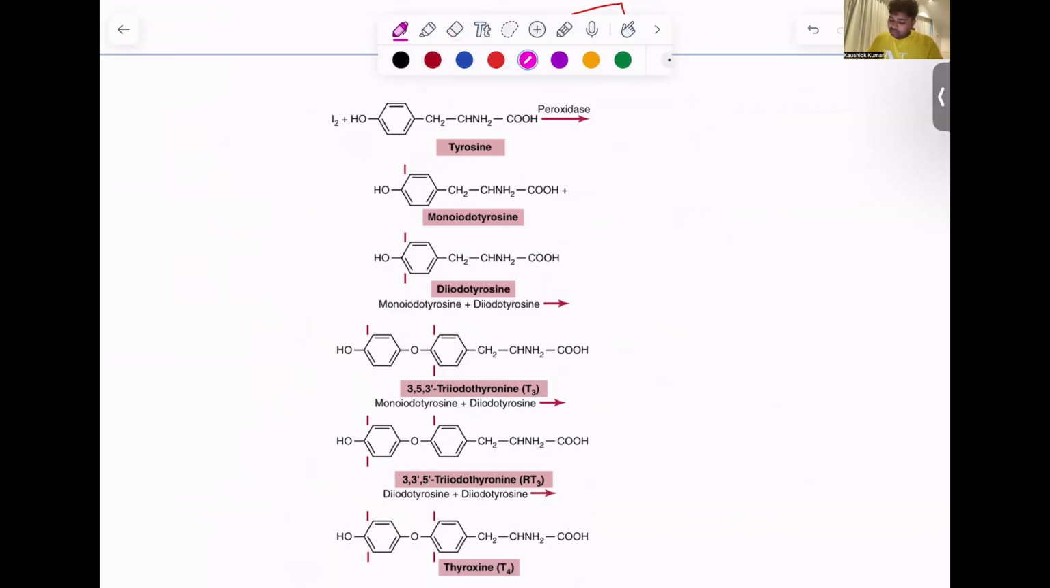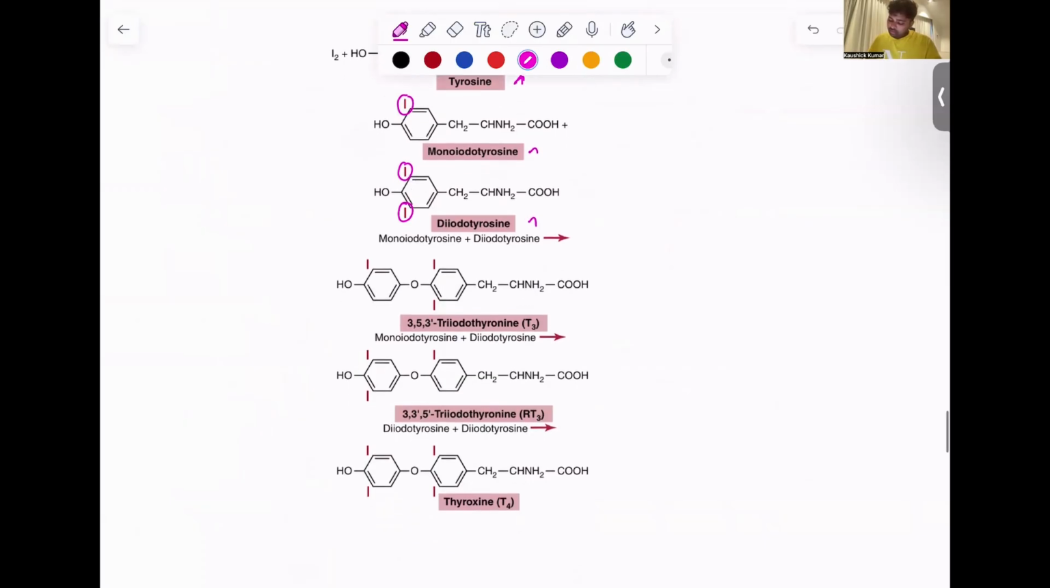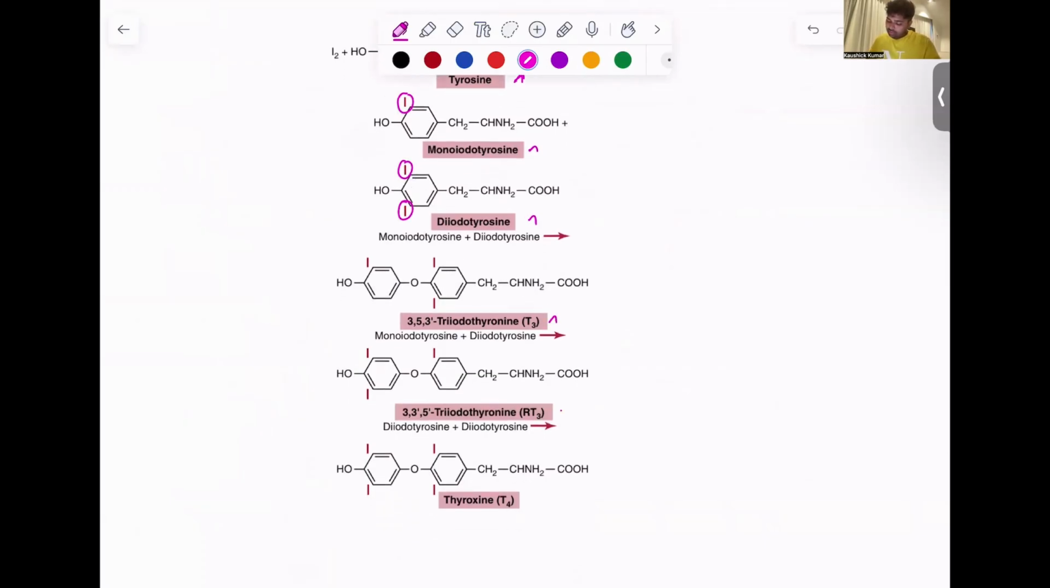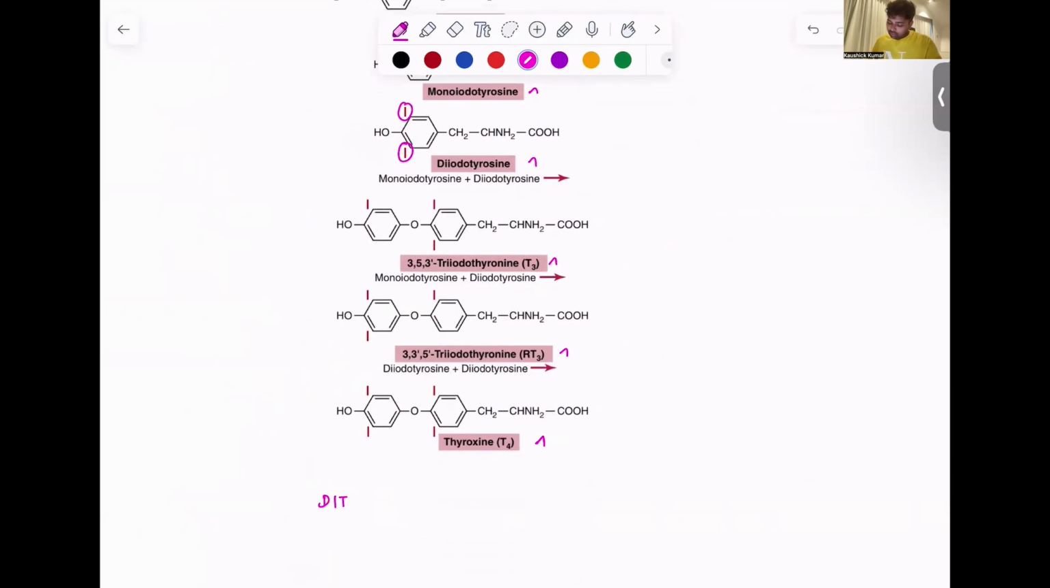In this image, you can see tyrosine. When one iodine is added, it becomes monoiodotyrosine. When two iodine are added, it becomes diiodotyrosine, right? So here you have T3, reverse T3, and T4. T4 basically means two DITs. This contains two iodine, this contains two iodine. So that is what we are seeing here: 1, 2, 3, 4 iodine.